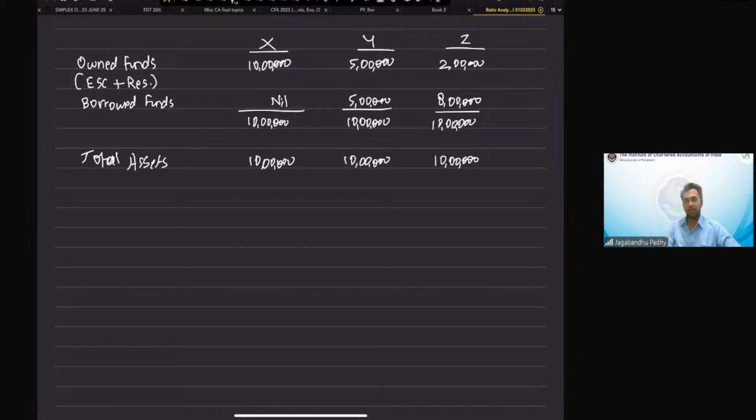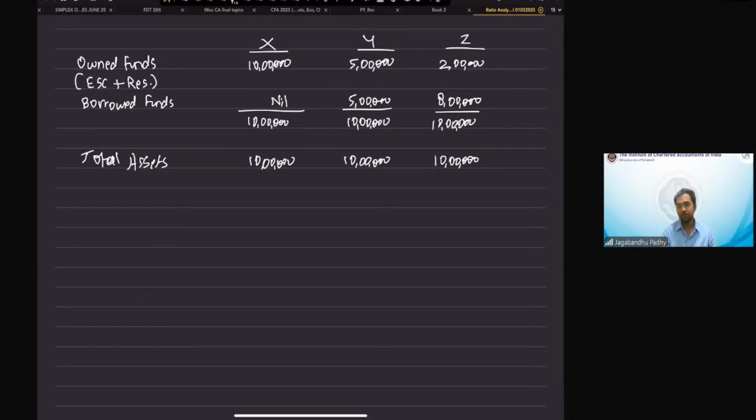Total assets that we have is still 10 lakhs. So now tell me, out of these three companies, which one do you feel is more stable in the long run? When I say stable, it means the risk is lesser in the long run.